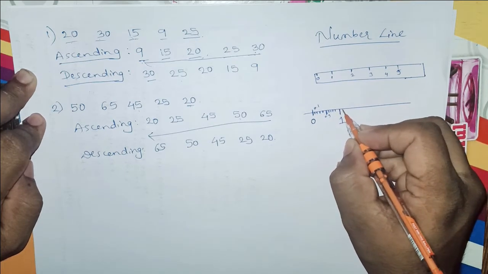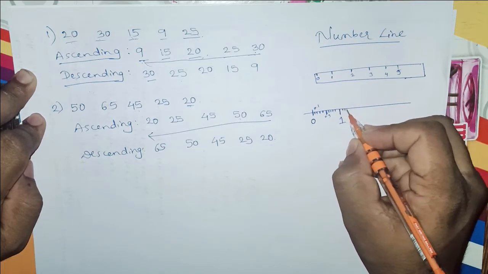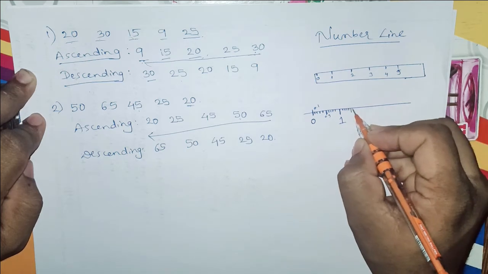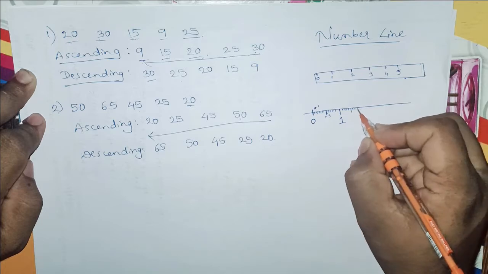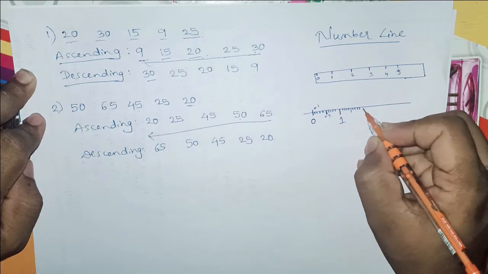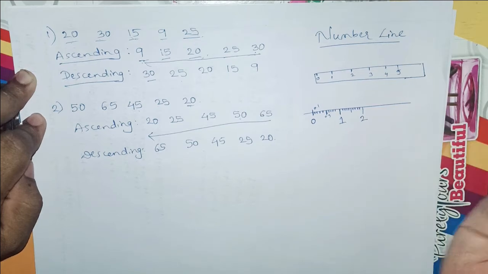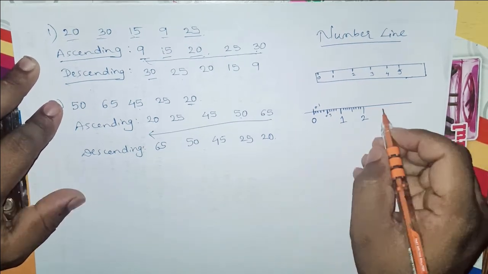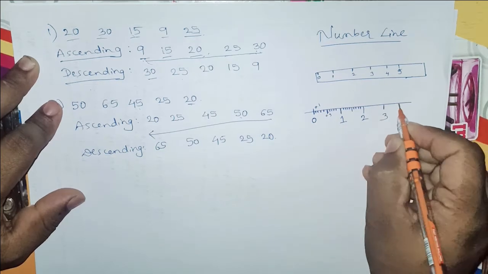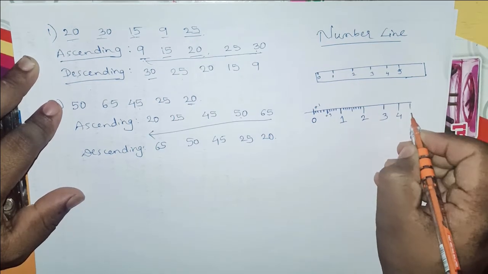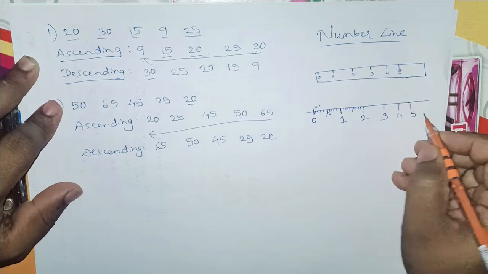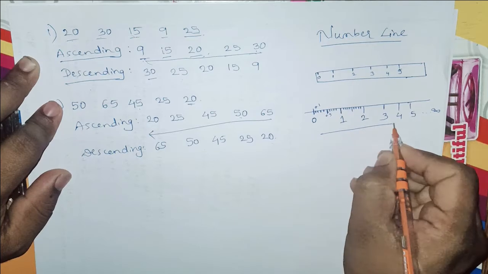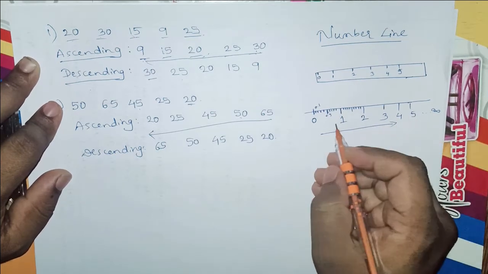Then again 1.1, 1.2, 1.3, 1.4, 1.5, 1.6, 1.7, 1.8, 1.9. So 2. Clear with that? Like this you can have n numbers on the number line. This is on the right side of the 0.